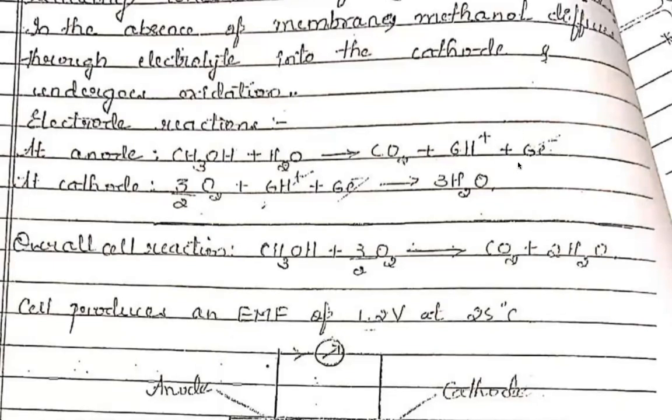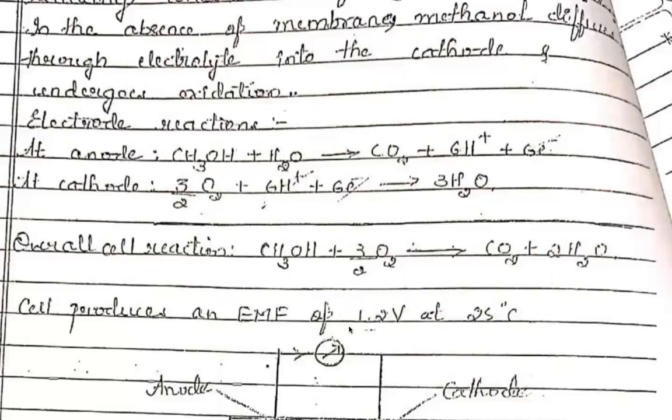And whatever 6 electrons are liberated at the anode are gained by the cathode. That is oxygen, which is present at the cathode. To balance this 6 negative charge, I am adding 6H plus, and the overall product obtained at the cathode is water. So 6H plus, 6H plus, 6 electrons will get cancelled. What I am left with in the overall cell reaction is methanol undergoing combustion in the presence of oxygen, that is, oxidation, giving the safe combustion products, the non-toxic products, carbon dioxide and water.